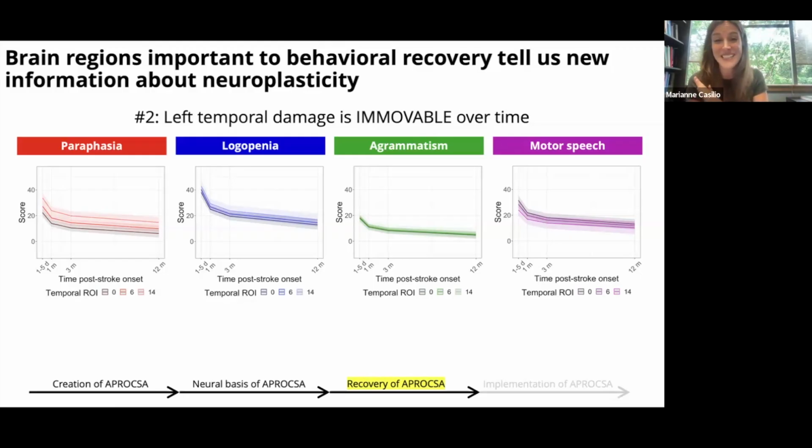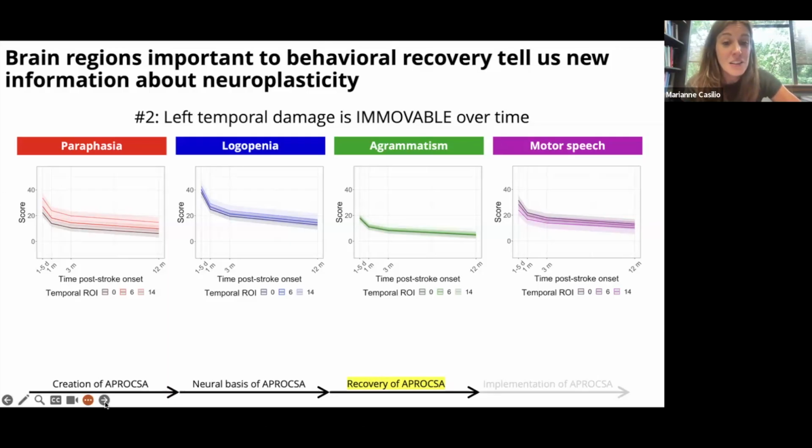So we have parallel lines here across the board, right? We're not seeing any interactions. And this really speaks to the prior literature that's out there, both historic and more recent, that when you have damage to the left temporal lobe, it seems that those areas are so specialized that there's not really anywhere else in the brain that can take on that role. So your recovery is going to be really kind of dictated and fixed by the amount of damage you have in that particular area.